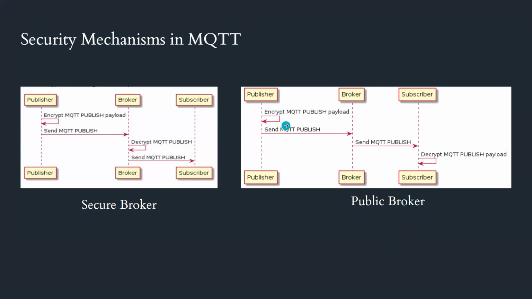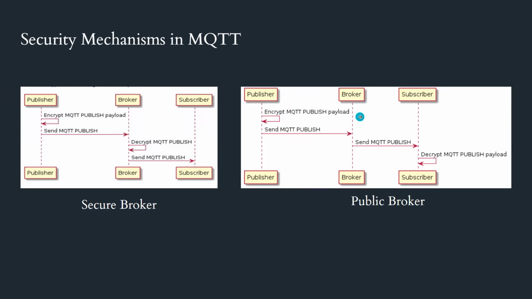So the data that the publisher is sending to the subscriber has to be made secure. At the publisher, the data will be encrypted, and the encrypted data will be sent to the broker. If the publisher knows that this broker is a public broker, the broker will not have any method to decrypt the data, because the publisher has not shared the decrypting keys with the broker.